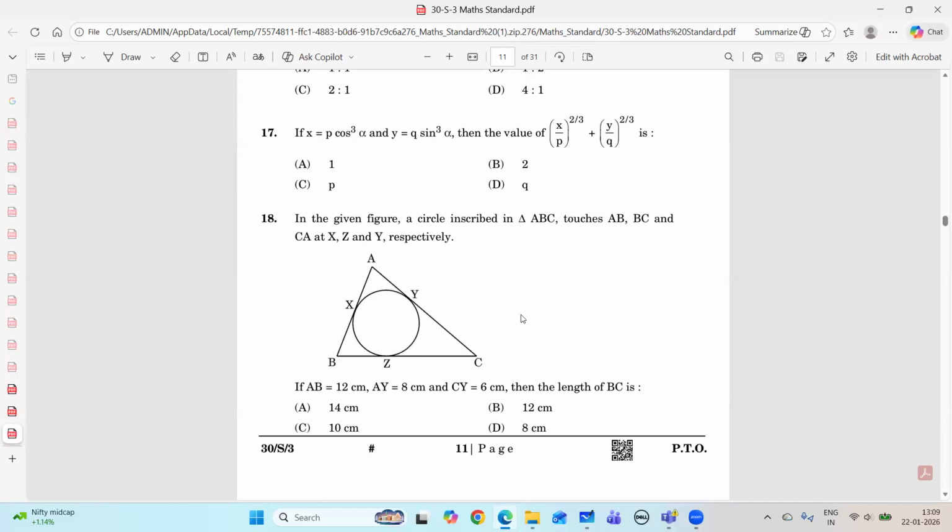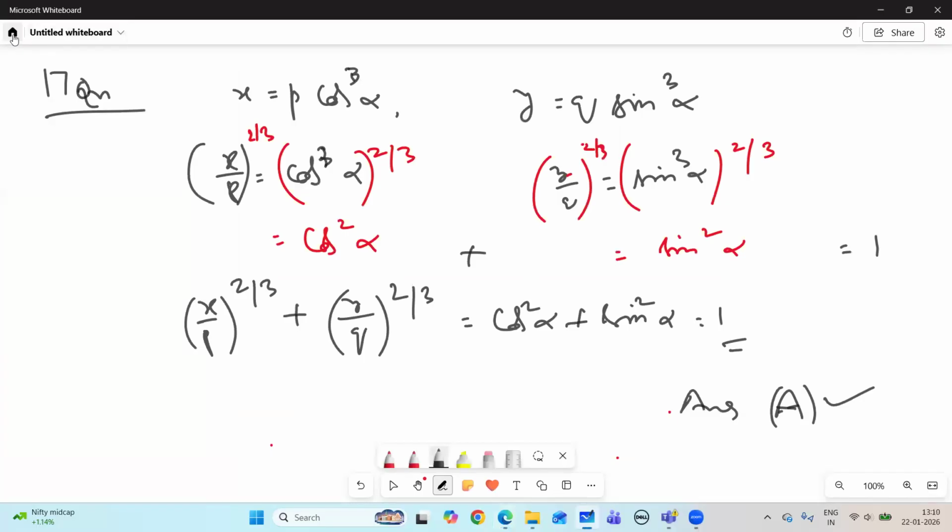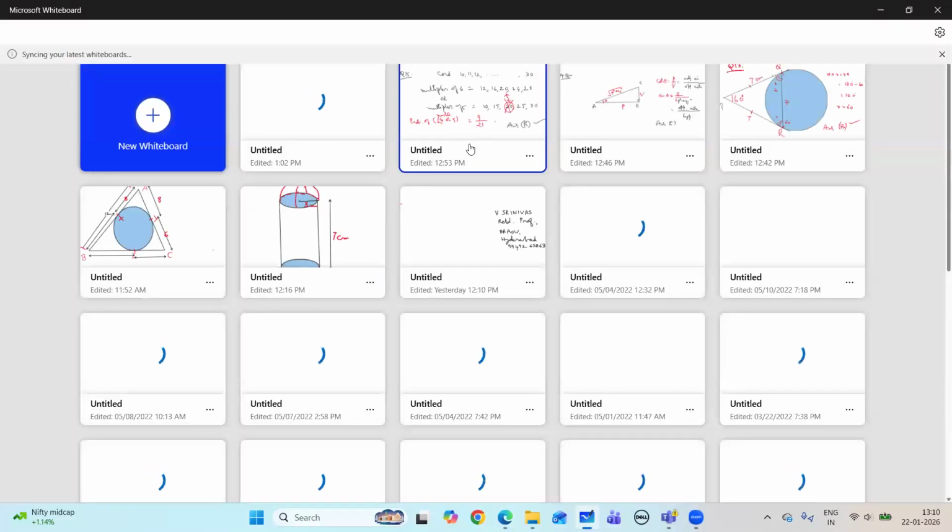Now, CY is given to be 6 units. CY and CZ are tangents from the same external point. Therefore, their lengths are the same. So this is 6, and CZ also becomes 6. So CZ is 6, BZ is 4. So BC becomes 4 plus 6, that is 10 centimeters. Okay, let's look at the working. Question number 18.